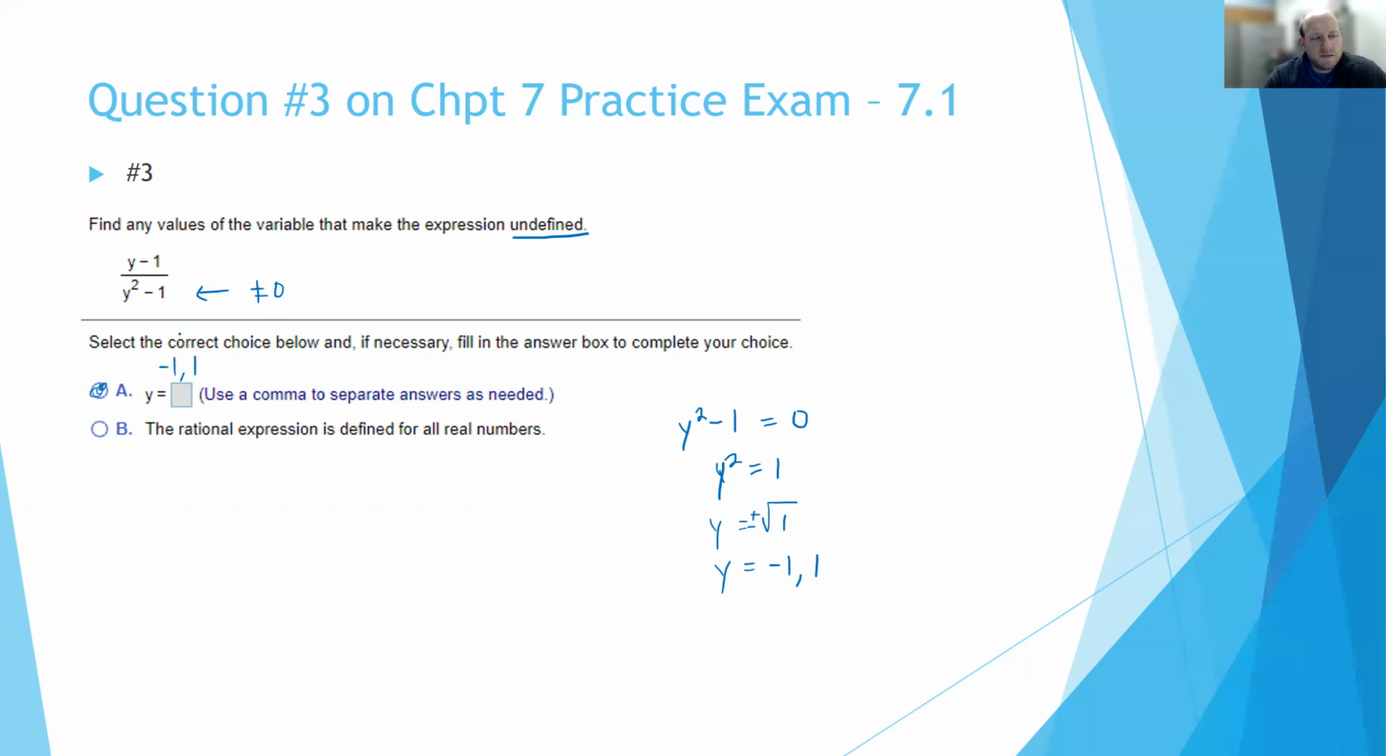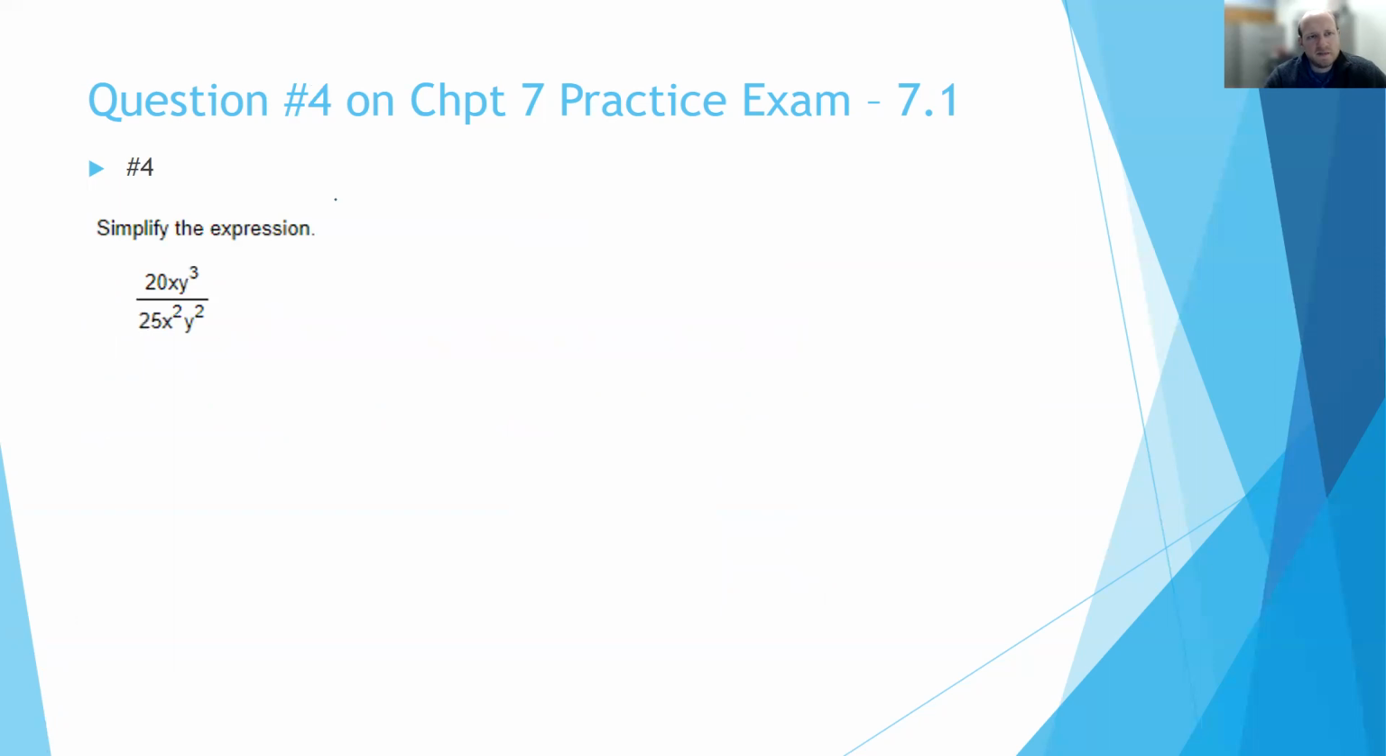You can quickly verify this yourself by substituting in both of those. If I substitute -1 in here, it does give me 1. 1 minus 1 is 0. Substituting 1 in, 1 minus 1 again is 0. So both of those make the denominator equal to 0. And that means that it's undefined. So let's do another example.